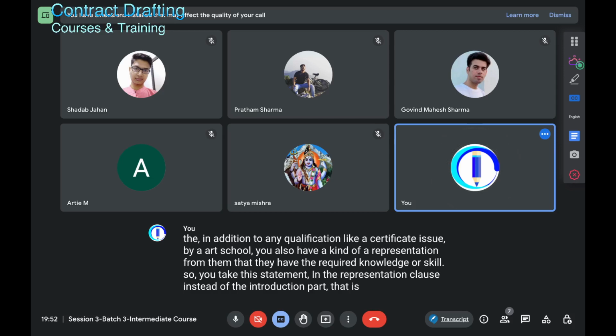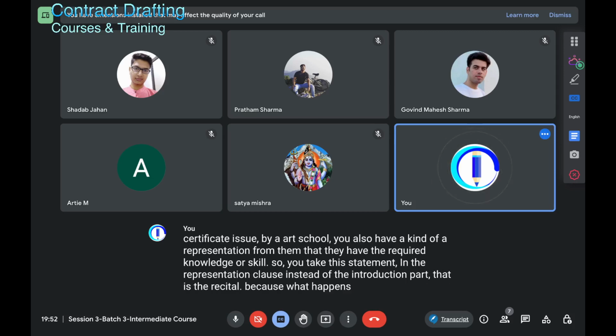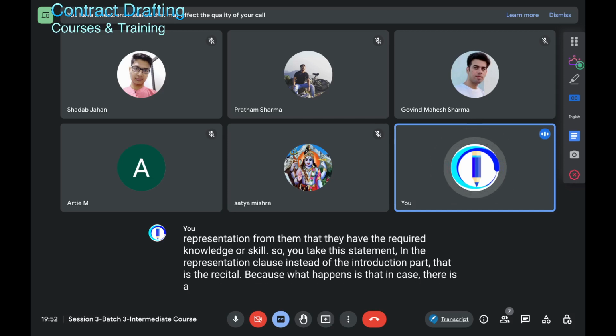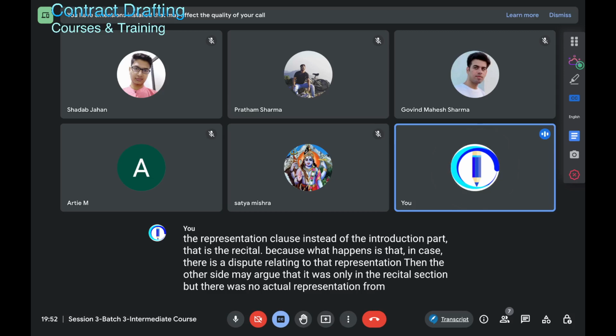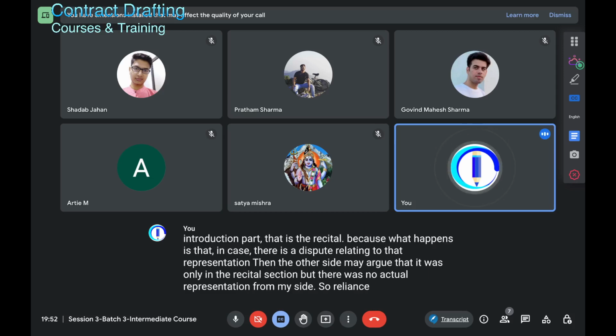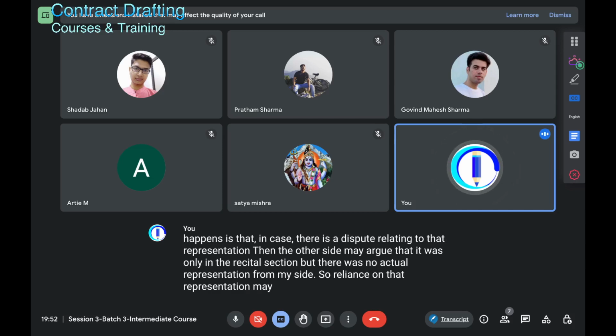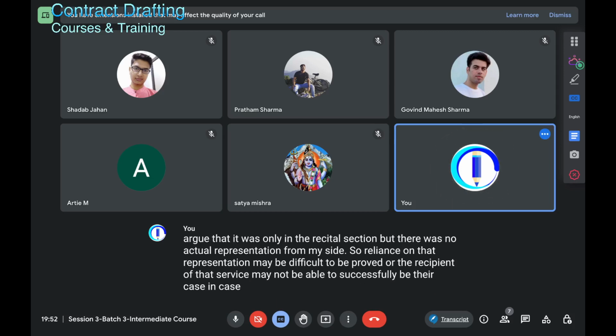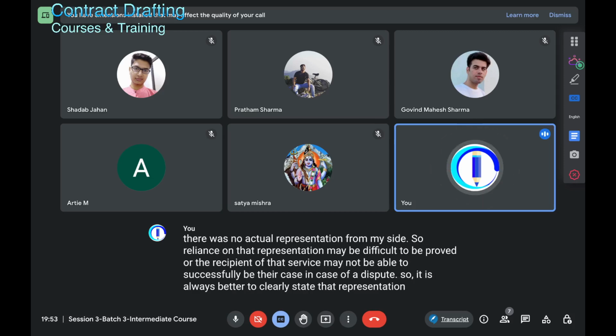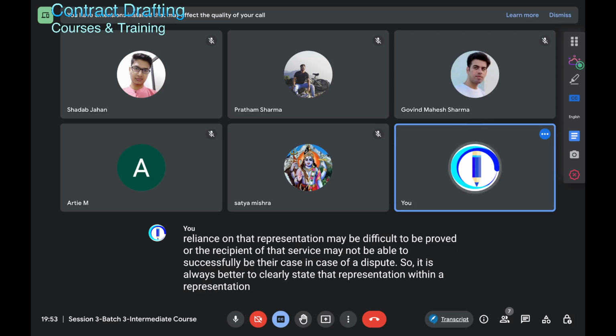Because in case there is a dispute relating to that representation, the other side may argue that it was only in the recital section, but there was no actual representation from my side. So reliance on that representation may be difficult to prove, or the recipient of that service may not be able to successfully plead their case in a dispute. So it is always better to clearly state that representation within a representation clause in the agreement instead of the recital section.